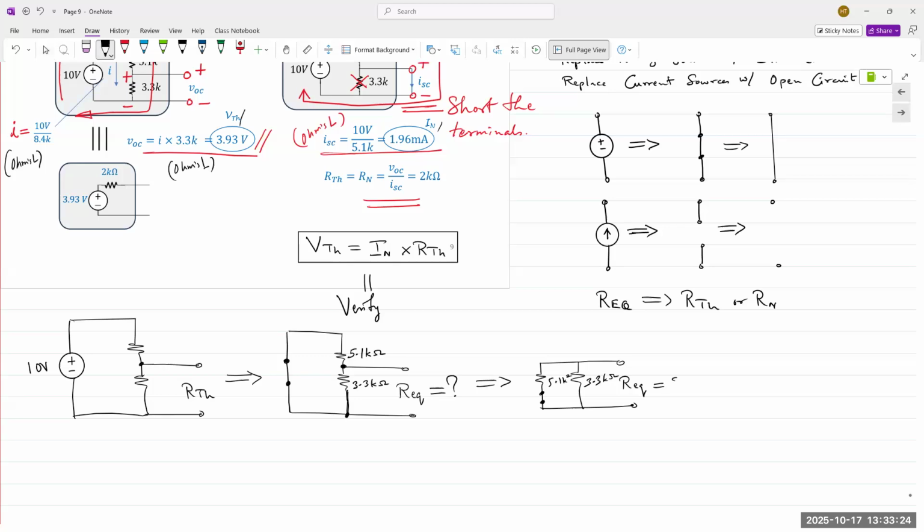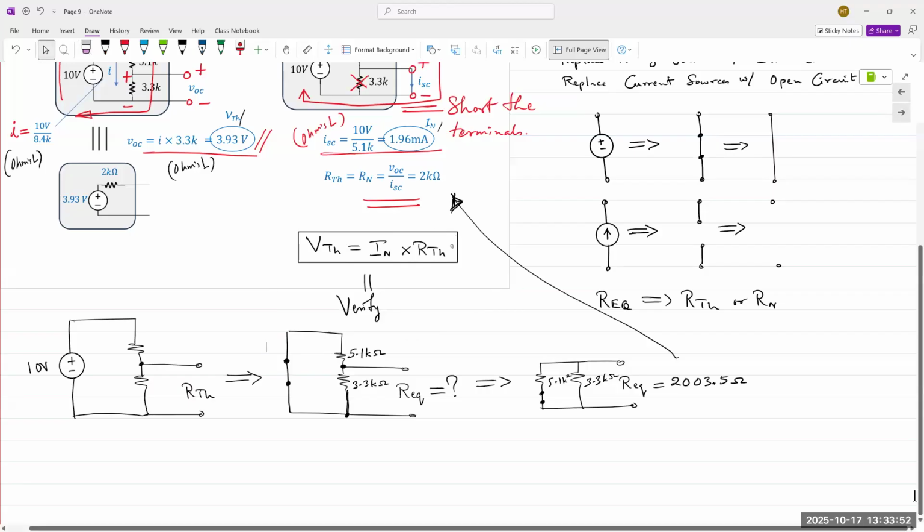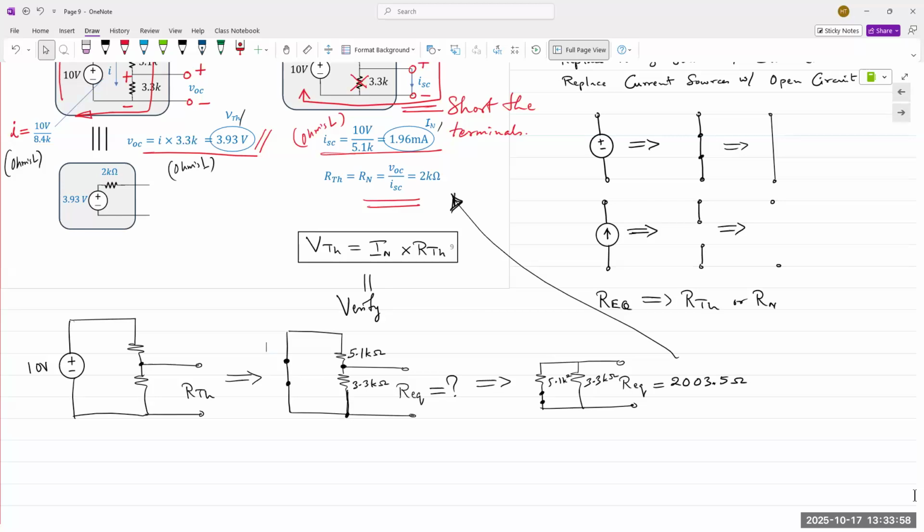But anyway, so you obtained 2.0035 kilo ohms, which is what we had directly. So now if we have VSC, VTH, RTH, and IN all calculated separately, we can verify our answer by using Ohm's law. And then we can know for sure, for certain, that our analysis is correct. Okay. All right, any questions?